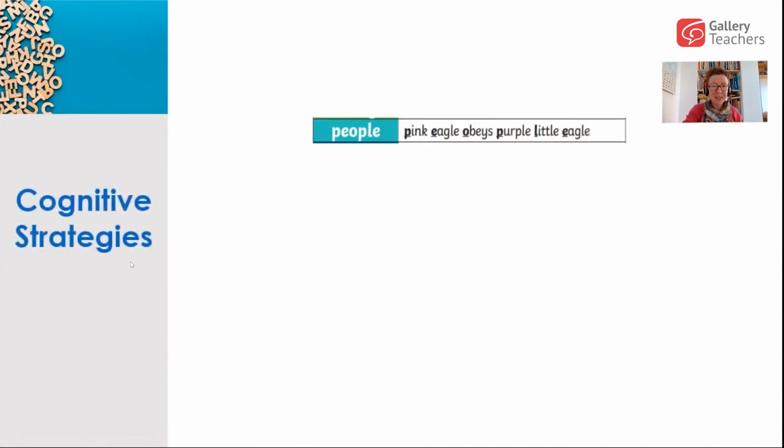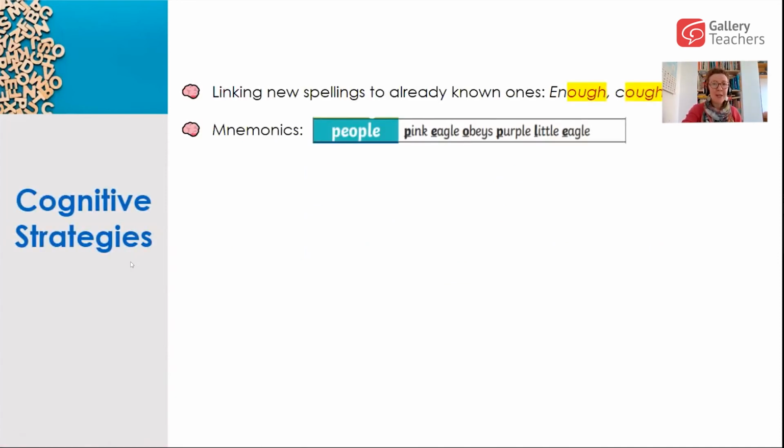Cognitive strategies. The one there at the top is really for students to be able to link new spellings to words that they already know. So if they already know the word enough, when they learn the word cough, then they should be able to add it to their list. And I think that's why it's really useful for students to have that kind of list that they make themselves, that they compile themselves, with common spelling patterns.